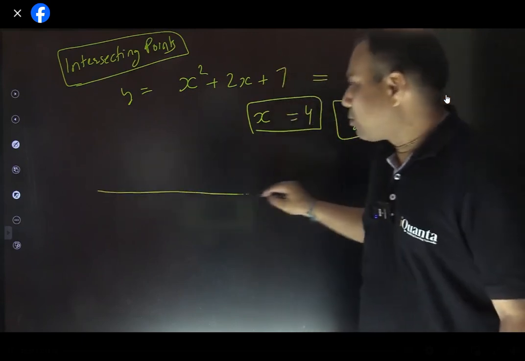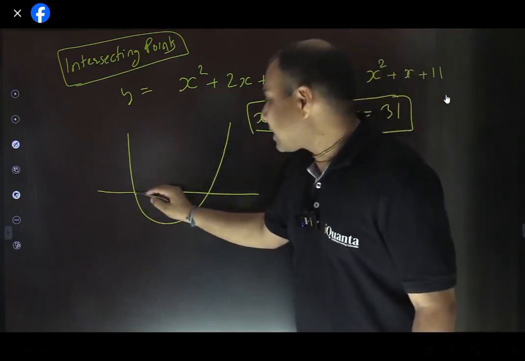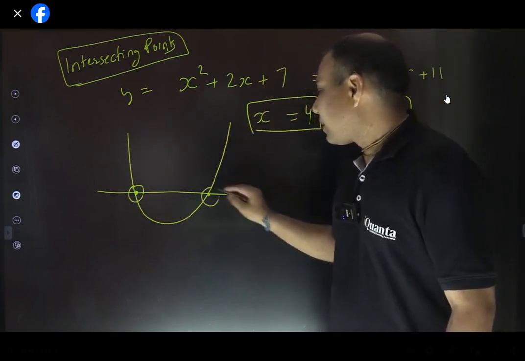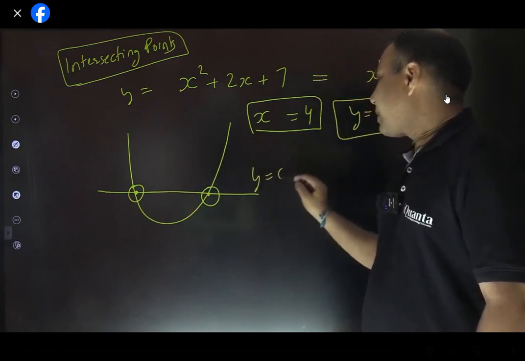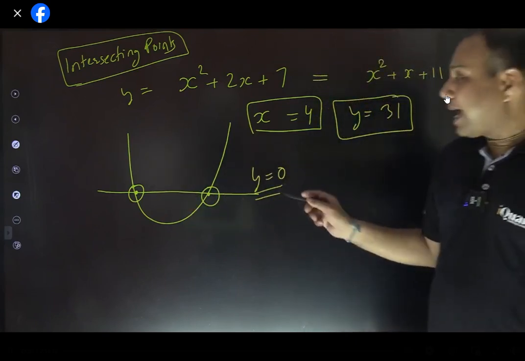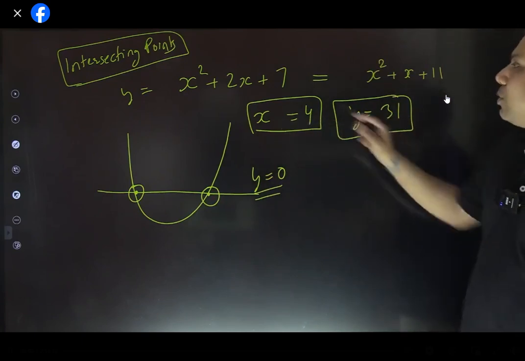Remember, we discussed yesterday also regarding quadratic. So whenever the graph of a quadratic polynomial, which was a parabola, intersects the x-axis, that is called a root. Intersecting the x-axis means at this point y is going to be 0. So whenever y is equal to 0, that value of x is known as the root. But at this value of x, y is not becoming 0. Y is becoming 31. So there is no common root here.